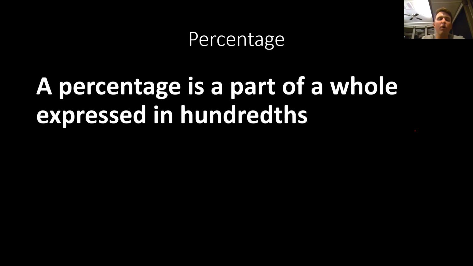Percentage. A percentage is a part of a whole expressed in hundreds. So please take this definition and this key vocabulary term down in your notes. Pause the video to do so.